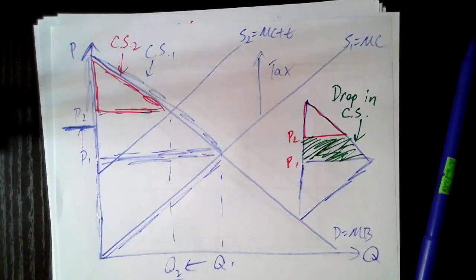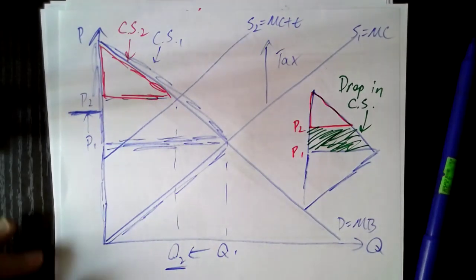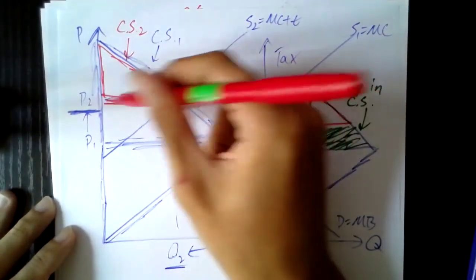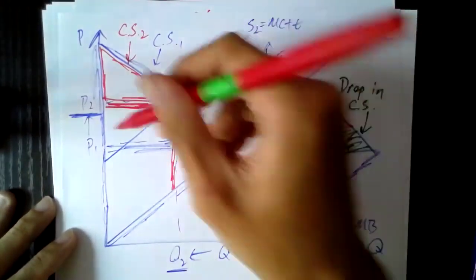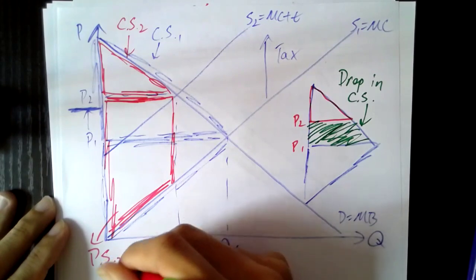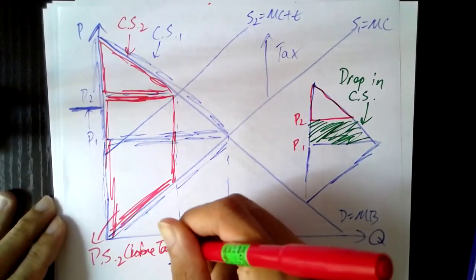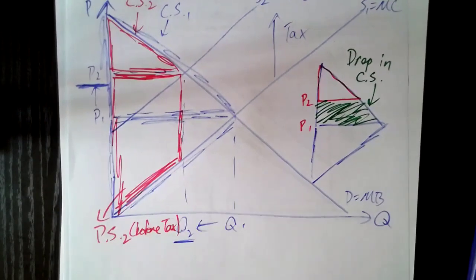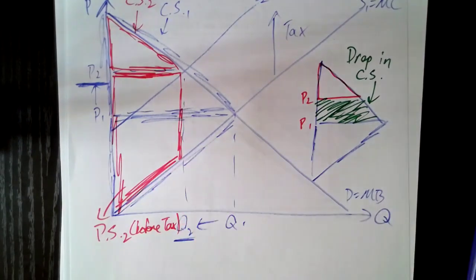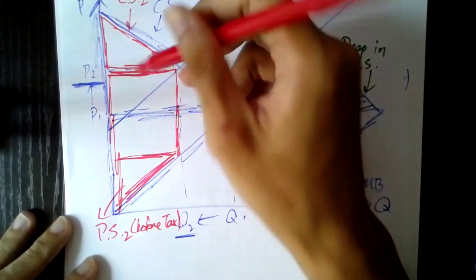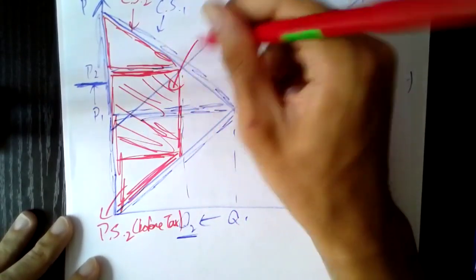The producer surplus before tax should be here. Remember, the distance between P2 and MC should be here, then all the way to the MC curve. Now let's mark it. This is producer surplus two, but before tax. Okay, before tax. But who pays the tax? The producer would have to pay the tax, right? Where is the tax? The tax is this guy. I will use this guy as the tax payment.